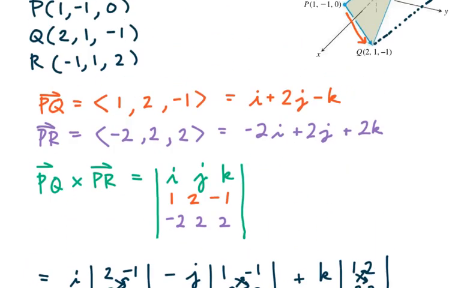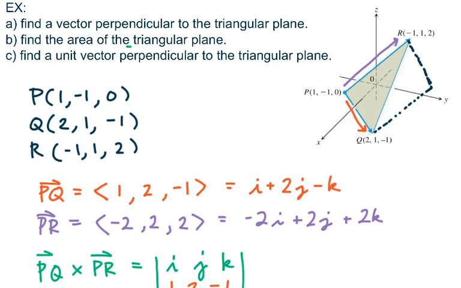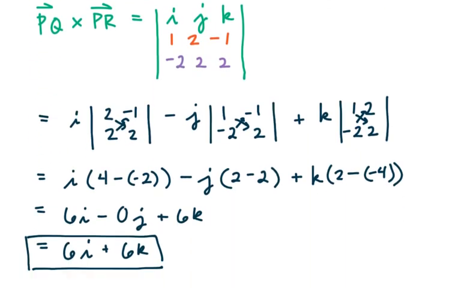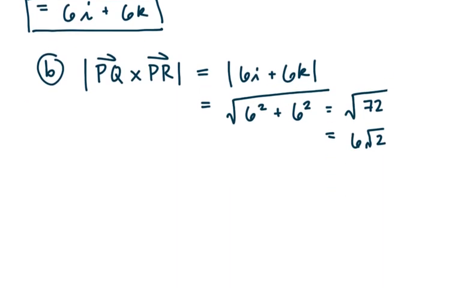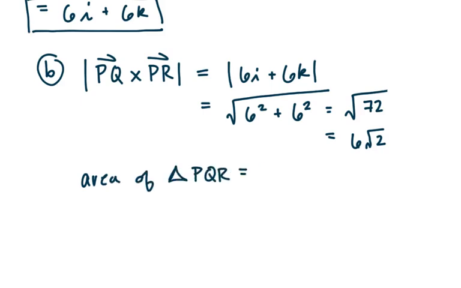The problem asked us to find the area of the triangular plane. Well, that triangular plane is going to be half of this. So the area of triangle PQR would be half of that, or 3 root 2.